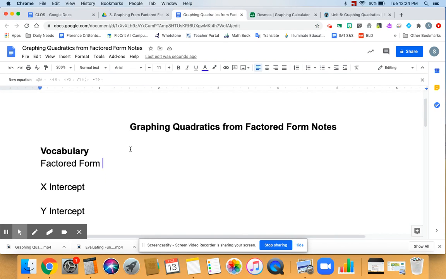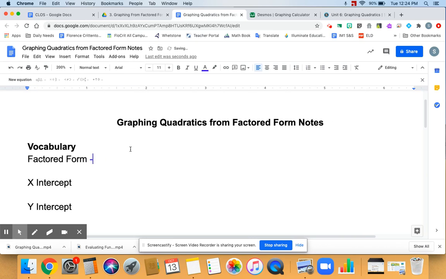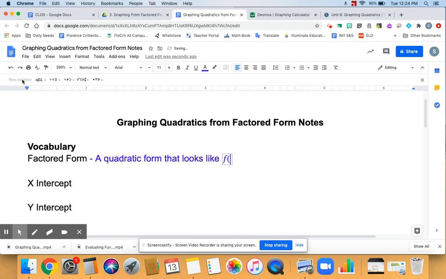So starting with the vocabulary, factored form is a quadratic form that looks like this, and usually it's two parentheses being multiplied together like this. However, there can also be some number, like some a, in front of those parentheses, and it'd still be factored form.